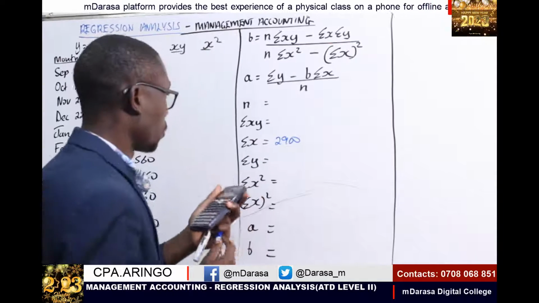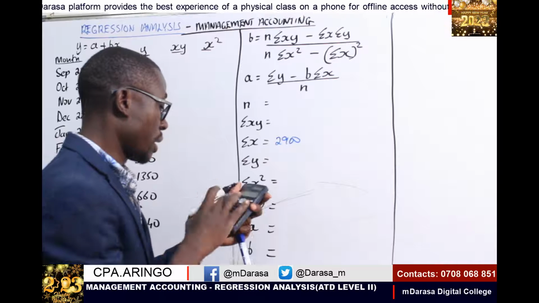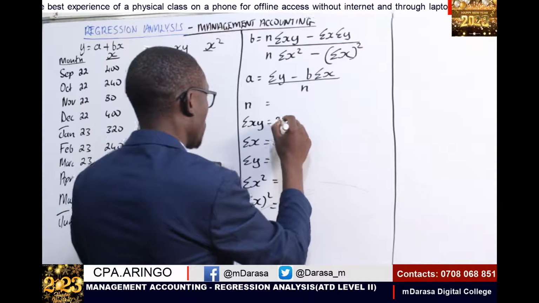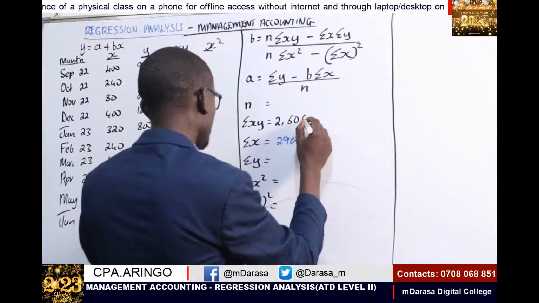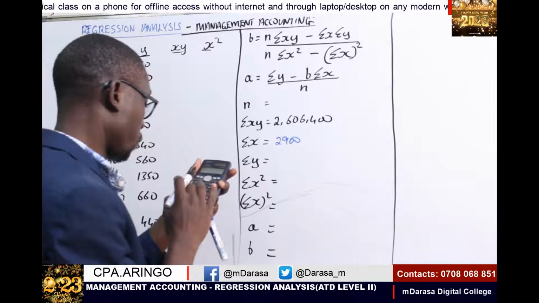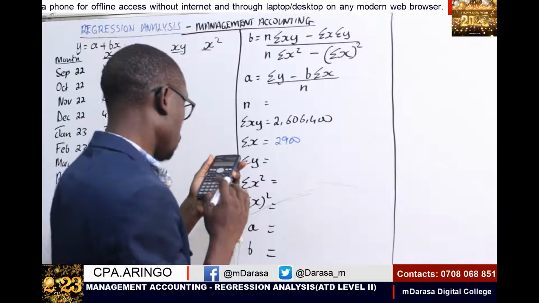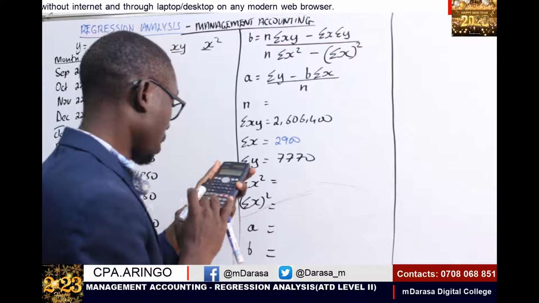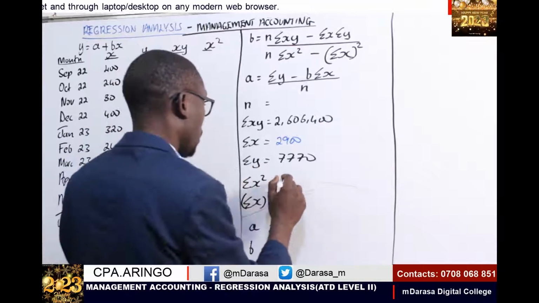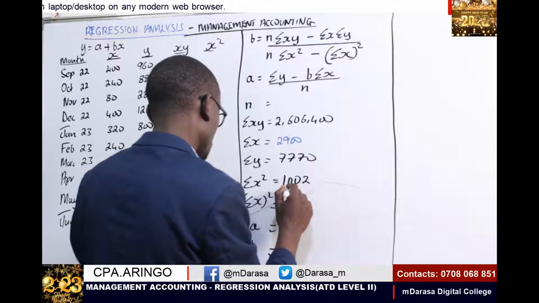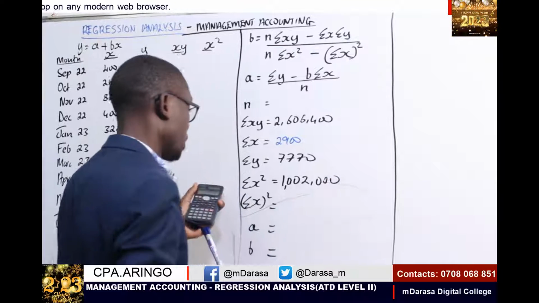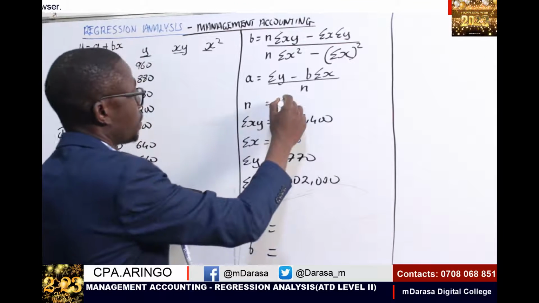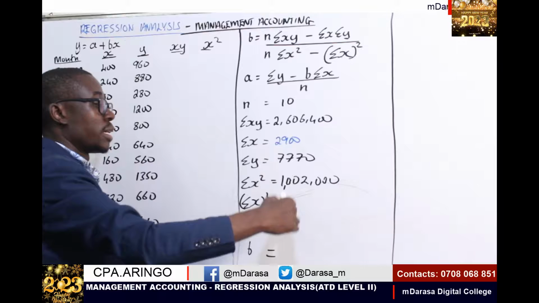2,900 there. We have determined summation of xy, whereby summation of xy, we had it to be a figure of 2,606,400. Then you're having summation of y, which in this case, summation of y, we had it to be 7770, right? Summation of x squared, in this case, we had a figure of 1,002,000, right? In this case, n, we can clearly see we had n to be what? N, we had 10, right? So you have displayed all your data there.